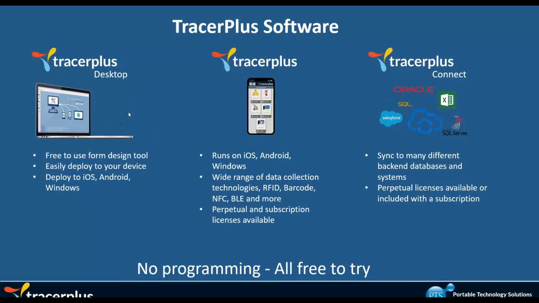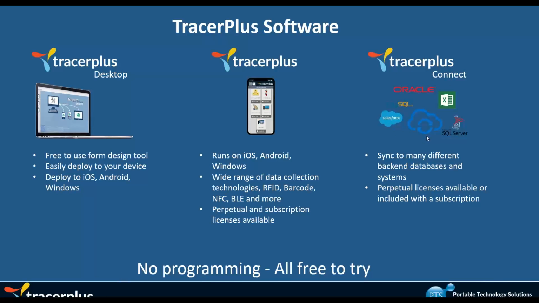So you can see here on the screen the three components of TracerPlus Desktop. This is the design tool for creating the forms and configuring the handhelds that then get deployed to the handheld. Again, this could be iOS, Android, Windows. And you can build in a range of different data collection features. So TracerPlus supports barcode data collection, RFID, NFC, and even BLE for scanning for beacons. And that is running on the handheld itself. So again, that's designed and deployed from TracerPlus Desktop.